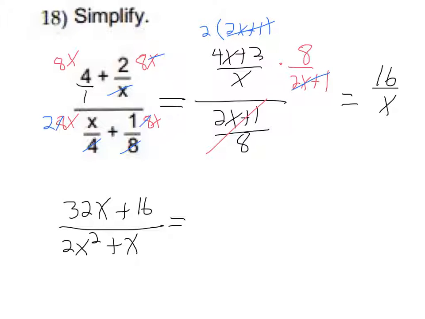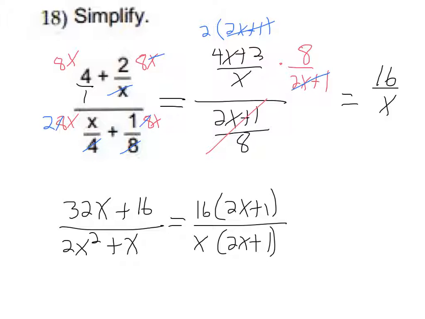Then simplify. On the top, factor out the 16, leaving 2x plus 1. On the bottom, factor out the x, leaving 2x plus 1. And then being able to reduce and getting our answer of 16 over x. Both of these work just fine. It really depends on which method you're already used to, which one you should practice to prepare for this problem. Next question.